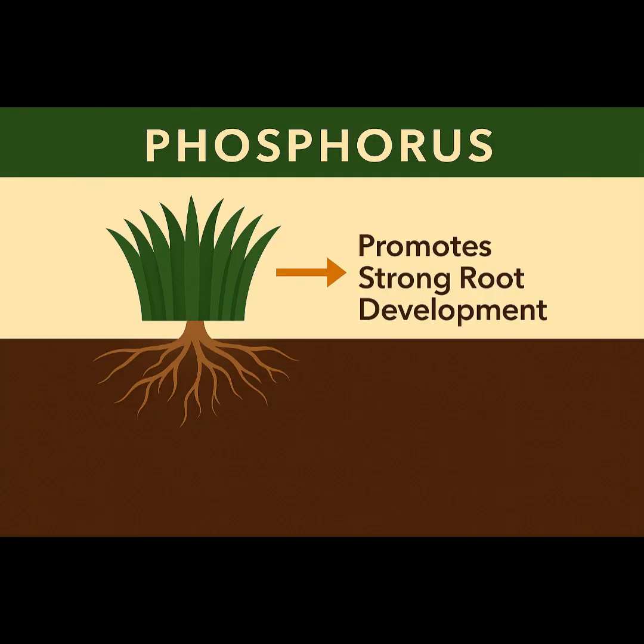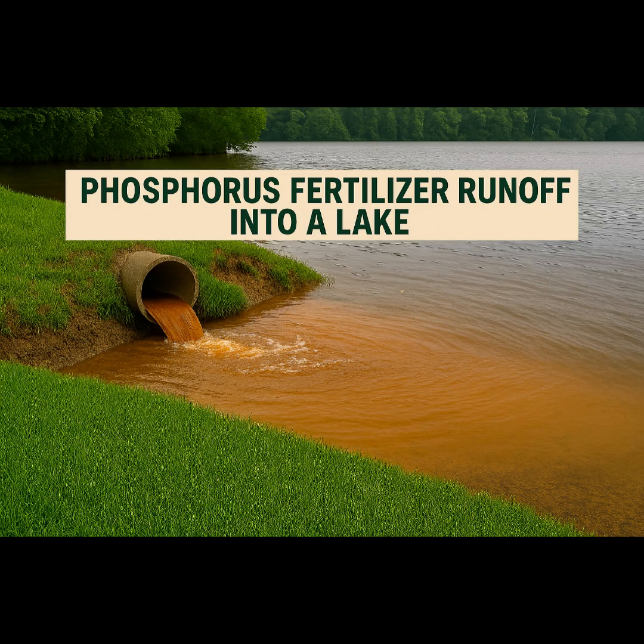Phosphorus is crucial for newly seeded lawns, promoting strong root development through energy transfer and cell division, but should be reduced once your lawn has matured to prevent nutrient runoff and protect local watersheds.